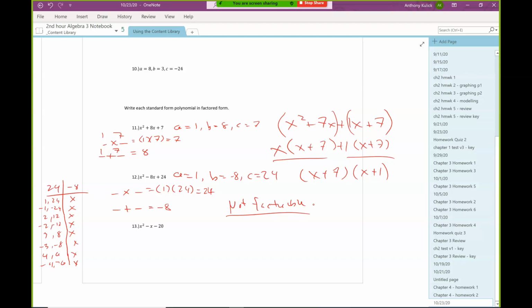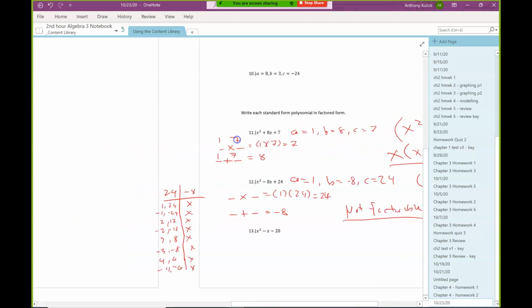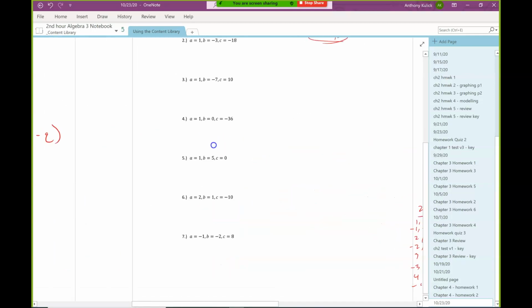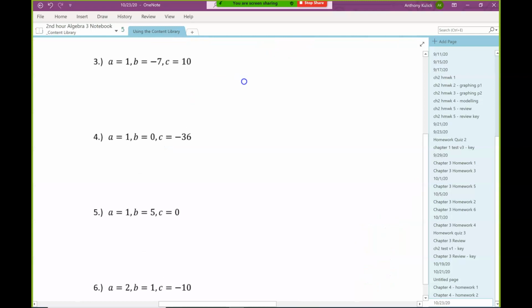Can we get number 3? From this, same one too, so like this one here? Sure. Okay. So it multiplies to give us 10 and adds to give us negative 7.